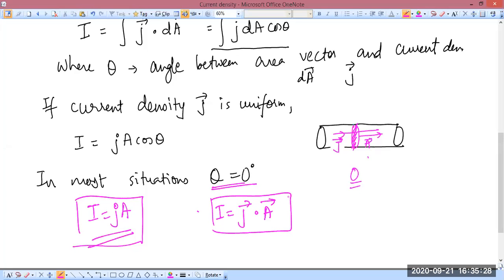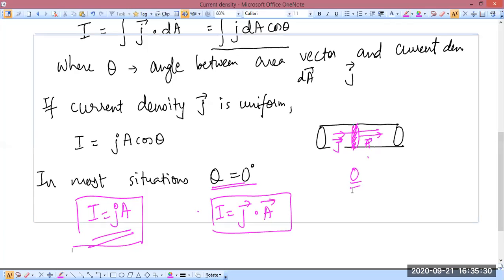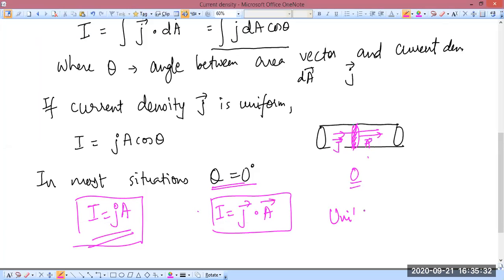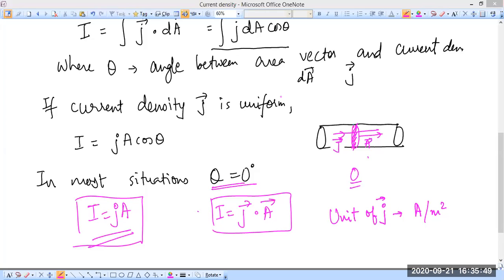Okay, so what do you think is the unit of J? It will be ampere per meter square, right? There is nothing difficult in that.